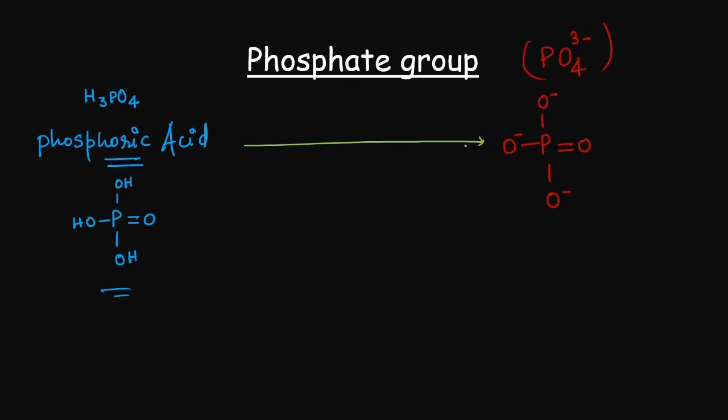Now at physiological pH, this phosphoric acid releases hydrogen ions from its hydroxyl groups, and that is why it is called an acid, because acids are hydrogen donors. It releases its hydrogen and it converts into phosphate.